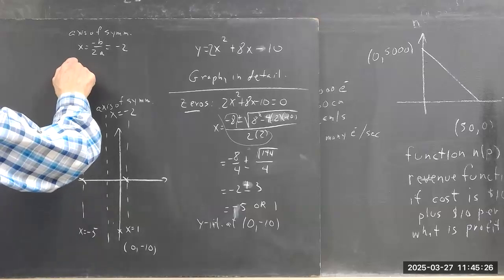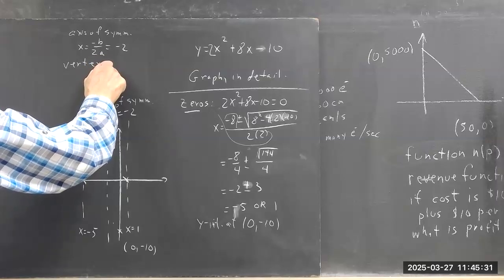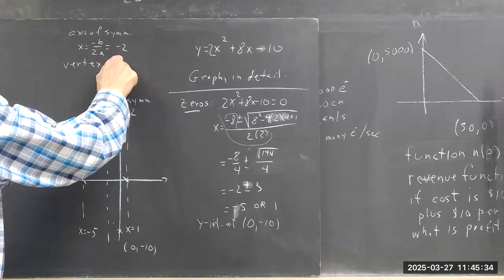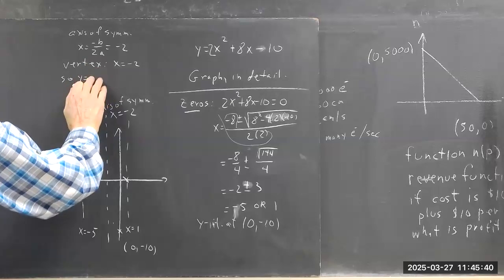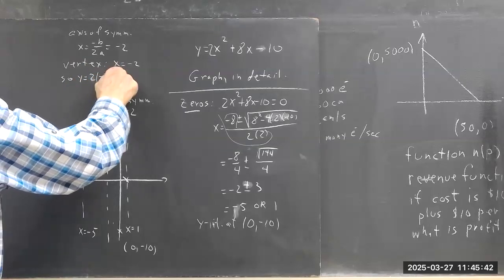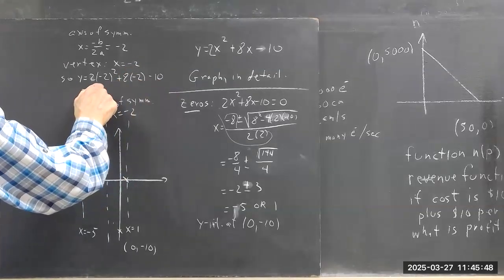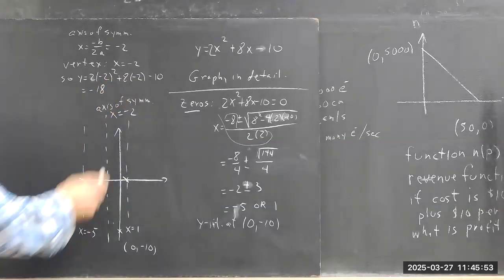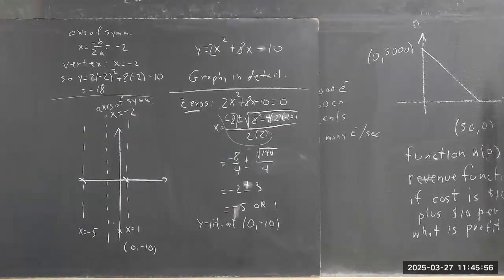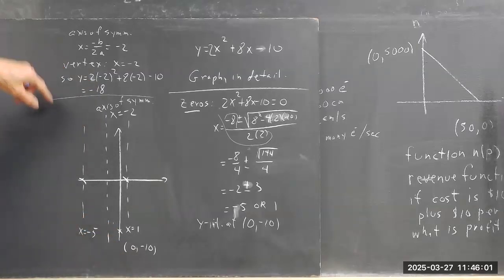The vertex: x equals -2. So y equals 2 times -2 squared plus 8 times -2 minus 10, which equals 8 minus 16 minus 10, which is -18. Now, according to my numbers, the vertex is going to be lower than -10, which it had better be, because you know the graph has got to look like this.